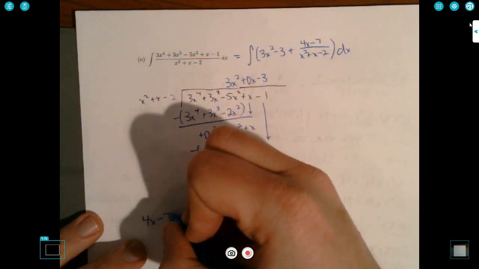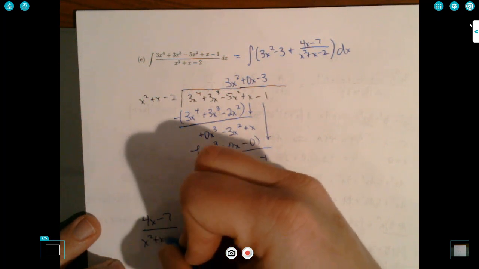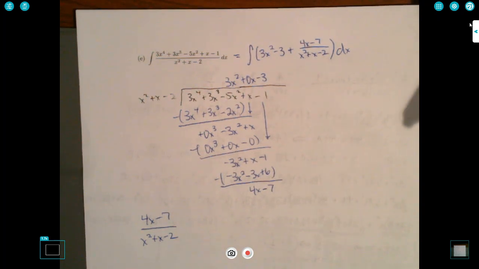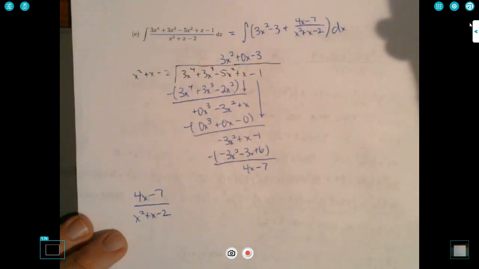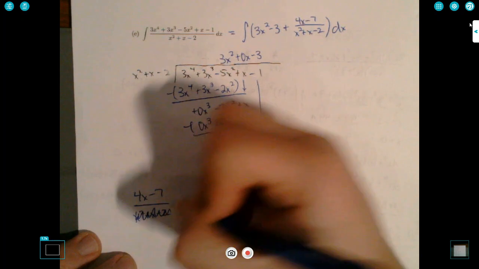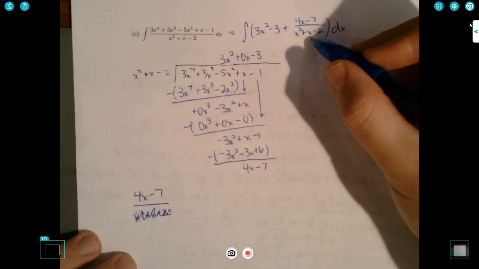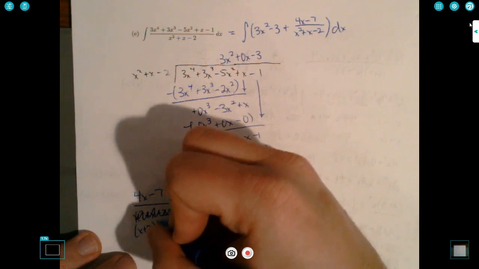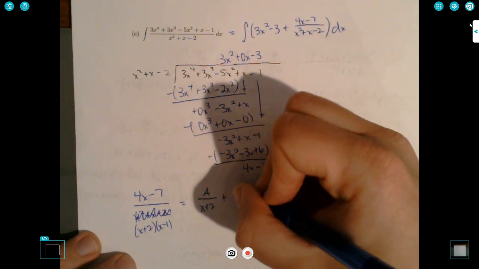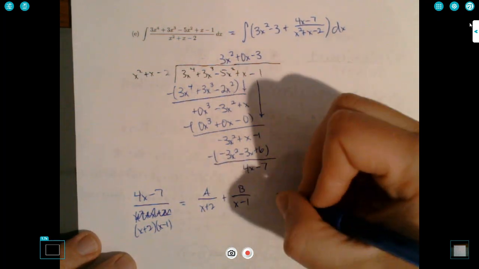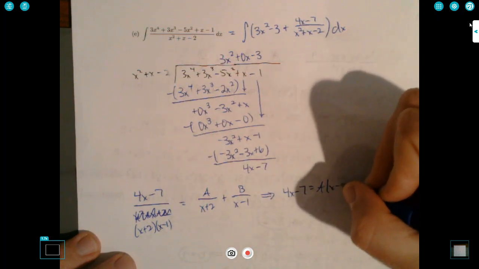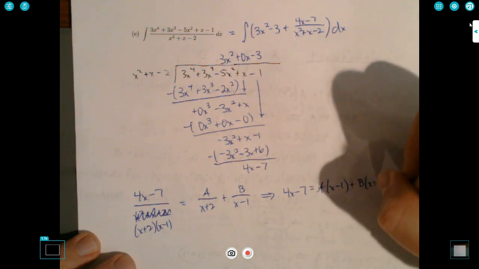So I'm going to say 4x minus 7 over x squared plus x minus 2. Oh, but notice that the degree of the numerator is now less than that of the denominator, so it makes sense to do partial fraction decomposition on it now. I could have factored this as I went. Let me just rewrite. So x squared plus x minus 2 would be x plus 2 times x minus 1, right? So this is going to be a over x plus 2 plus b over x minus 1. That implies that 4x minus 7 equals a times x minus 1 plus b times x plus 2.